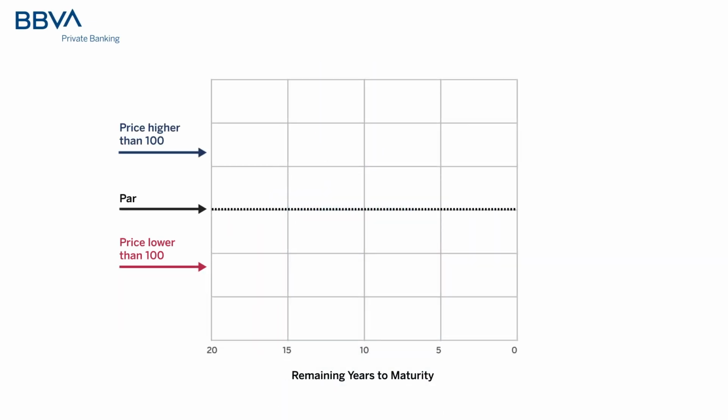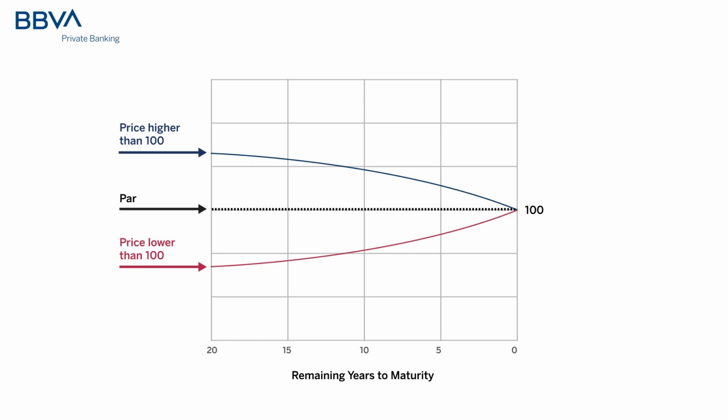In this graph, we can easily see how the trading price affects the total return on investment. If we purchase the fixed income instrument at the price marked in blue, the yield to maturity or the total return on investment will be lower than the coupon rate, because we have bought the instrument at a higher price than the price at maturity. That will be in any case 100 and is marked in black. On the contrary, if we buy the instrument at the price indicated in red, the return on investment will be higher than the coupon rate because the trading price is lower than the maturity price.